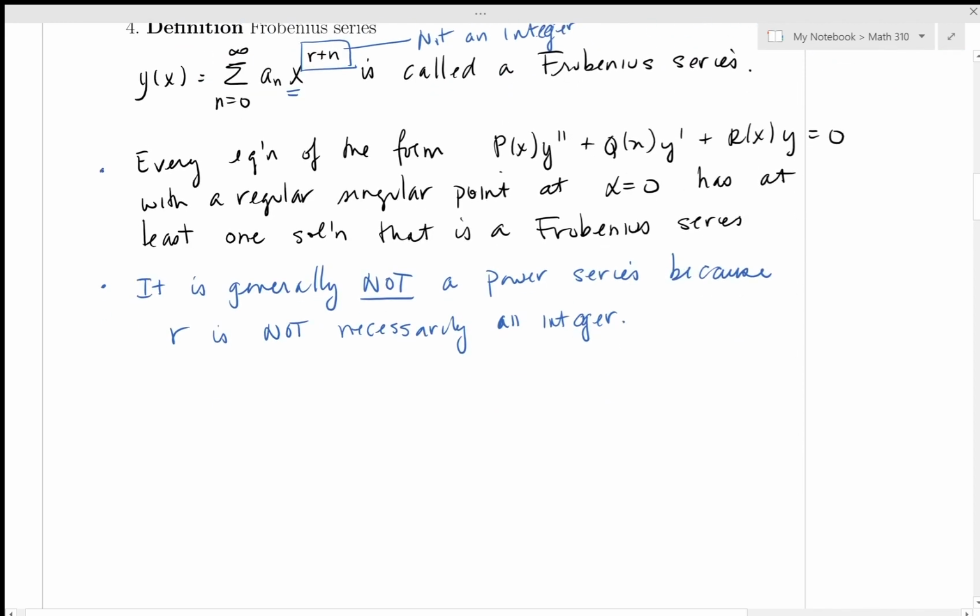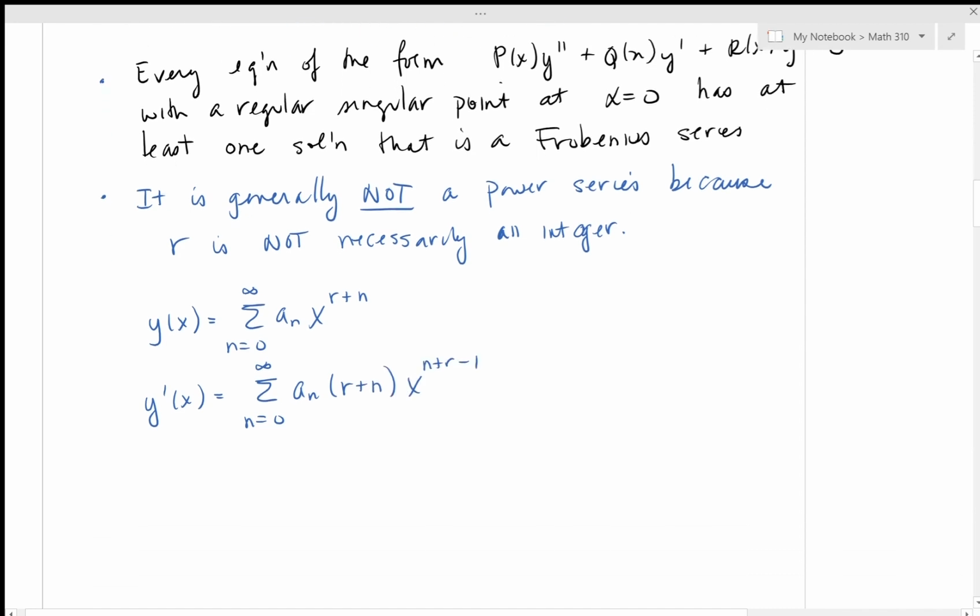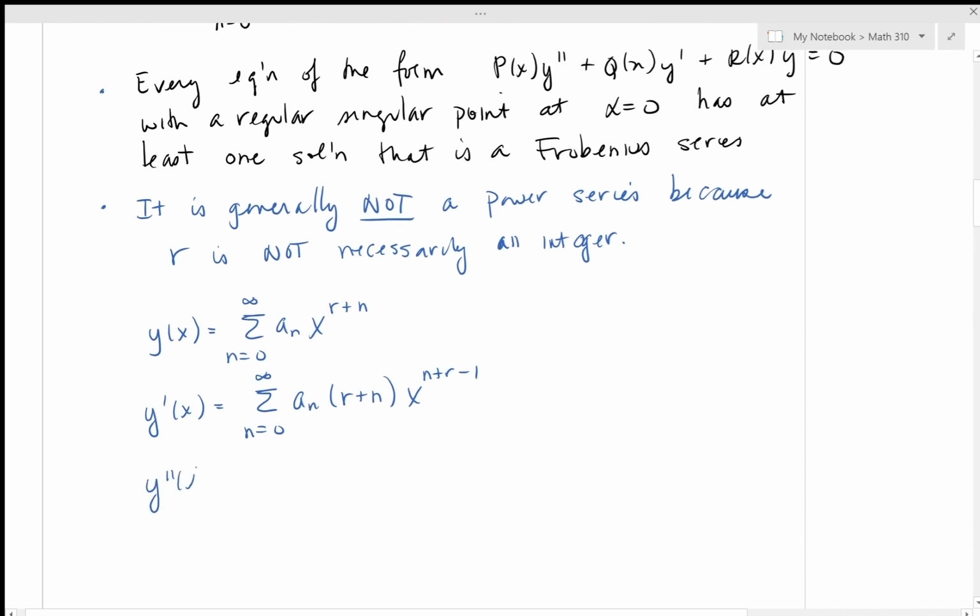Okay, so now we are going to proceed as we always have. We're assuming our solution is the Frobenius series, so let me write that here: the sum of a n x to the r plus n. We will take the derivatives. We need the first and second derivative. The first derivative will look like this: the sum n equals 0 to infinity of a n times r plus n times x to the n plus r minus 1, and then our second derivative will look like this.